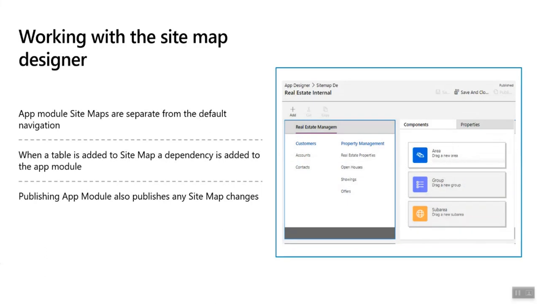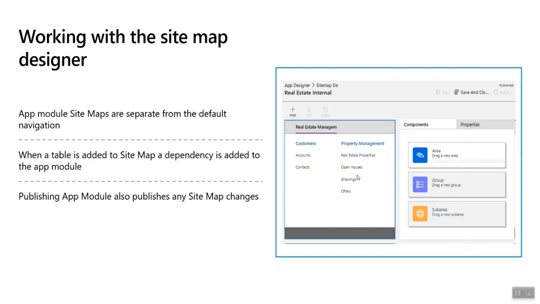And similarly, working with the sitemap designer. The key thing here is that once I open up the sitemap, I can design what the title of the area is going to be and what the subareas are going to be. I can start pulling in the details of those entities and then configure what forms I need to expose when people click on accounts or contacts. And these are some of the custom entities specific to here.